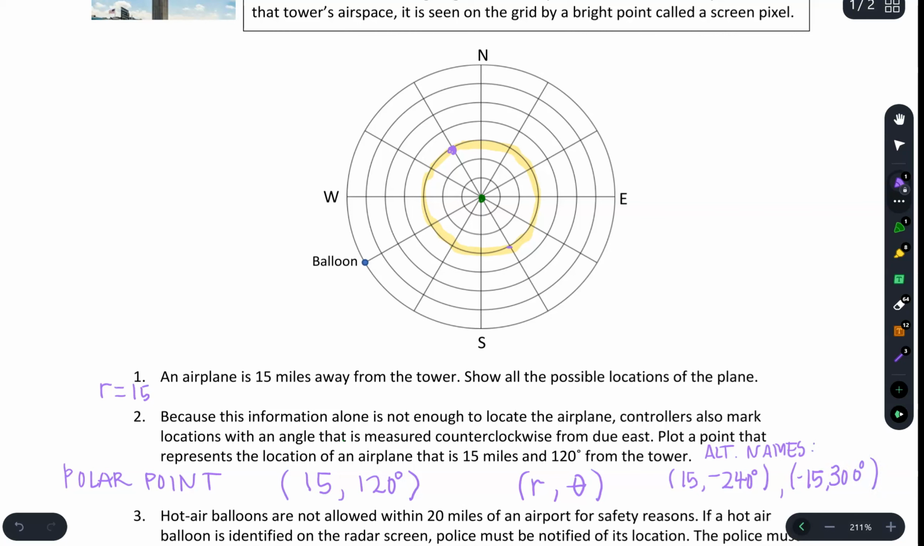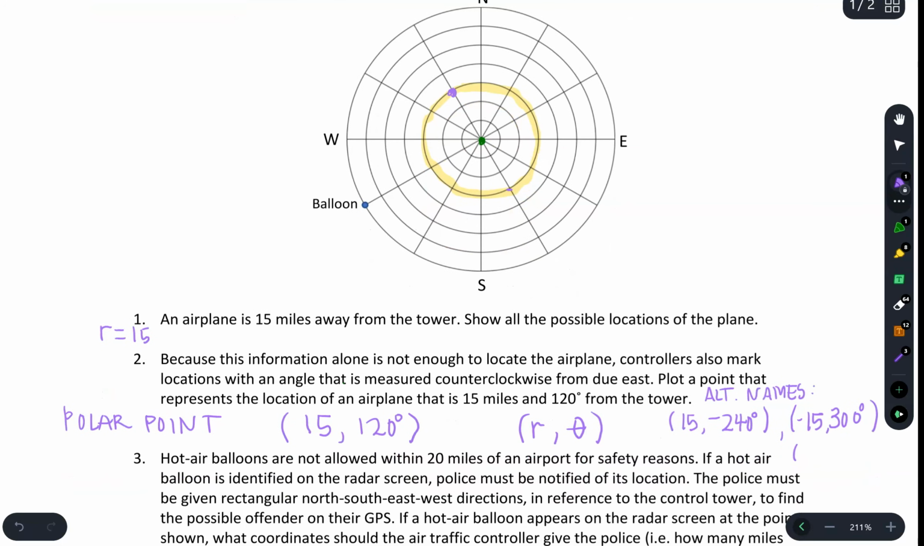And the other thing is that you could add 360 to that. So it would be what, 15 and then what, 480? 480.